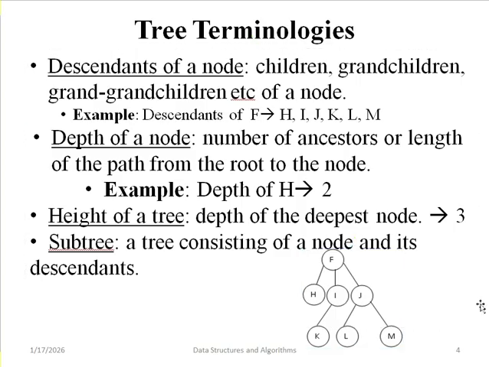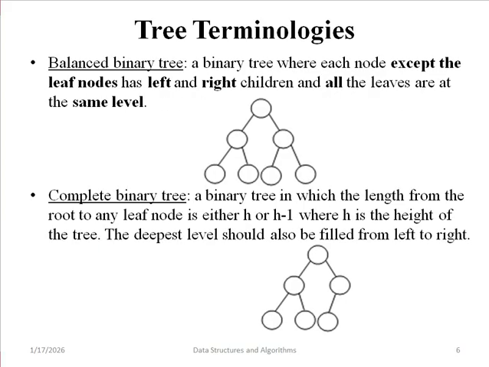But if we remove, for example, H, then it becomes a binary tree. But it cannot be considered a full binary tree, because here under J we have 2, but under I we have 1. Having 1 child is not allowed in a full binary tree. So if we remove H and K from this subtree, this can be considered a full binary tree. And the other one is the balanced binary tree.